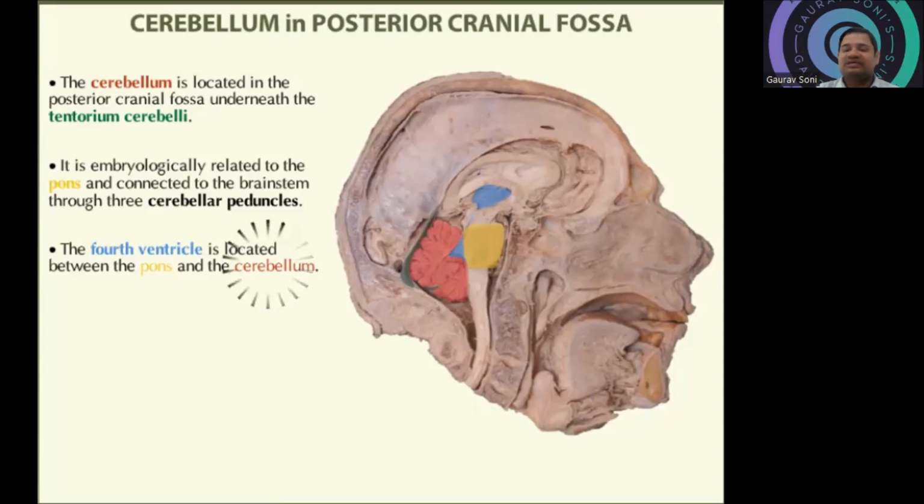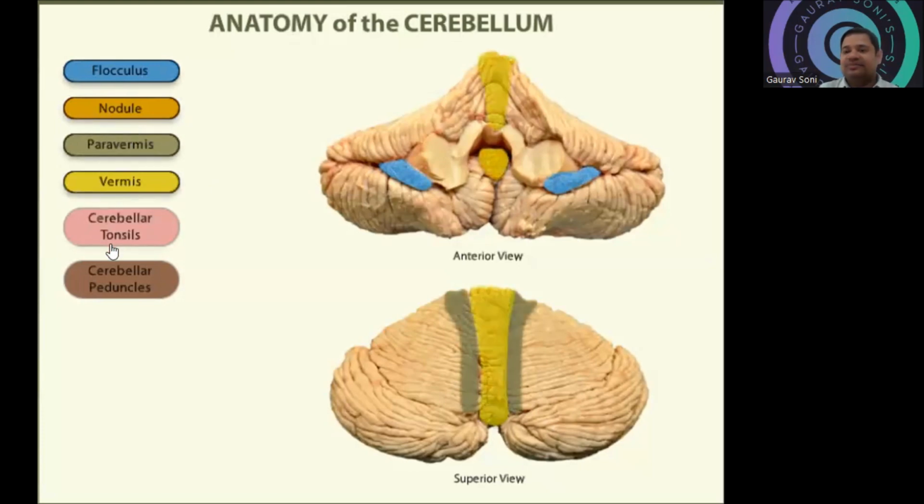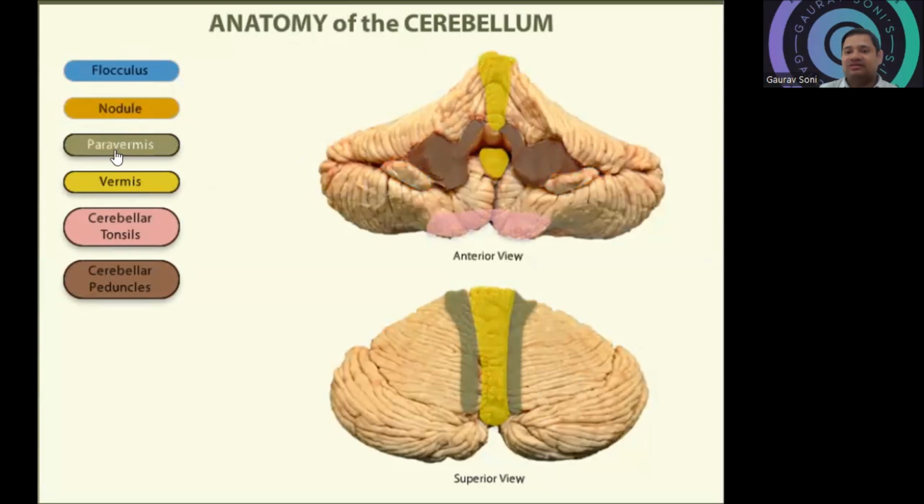Now moving further, we can see two views again, the anterior view and the superior view. So we can see some parts of the cerebellum. Here you can see the flocculus, nodule, paravermis, vermis, the middle part, cerebellar tonsils on the lower part, and cerebellar peduncles. These are the cerebellar peduncles. Again, we can see all the parts one by one.